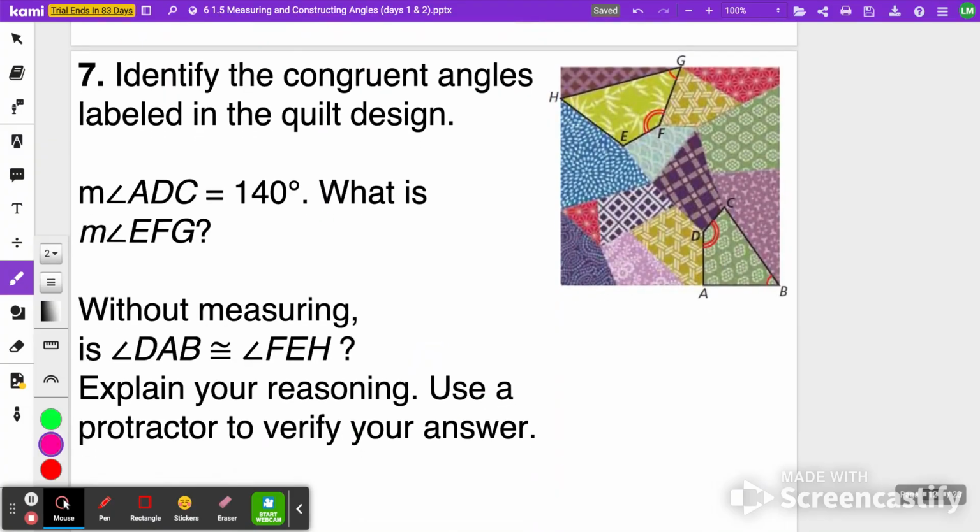For number 7, this one has a few congruent angles, but they might not necessarily be the same exact shape. So it says, identify the congruent angles labeled in the quilt design. One way we know it's congruent is if it has the same amount of rings.